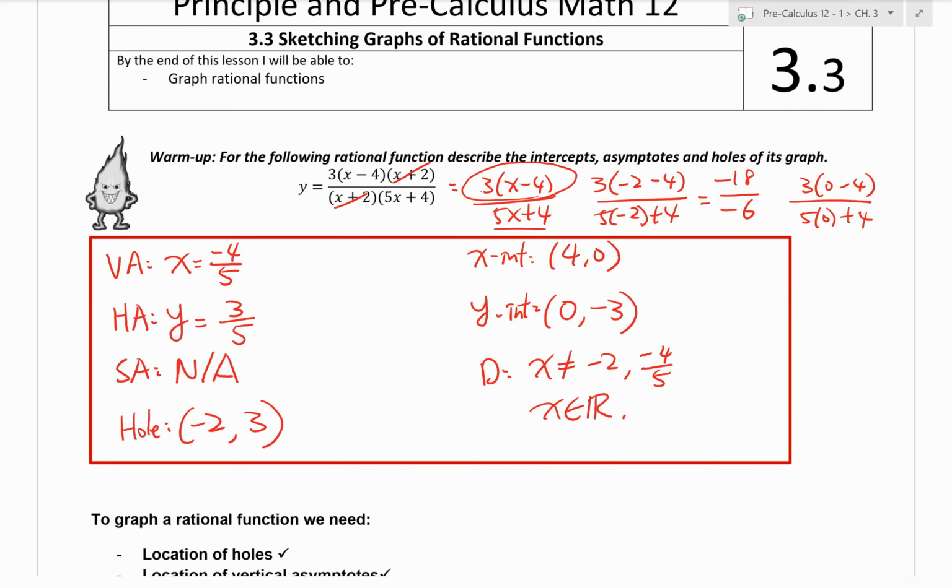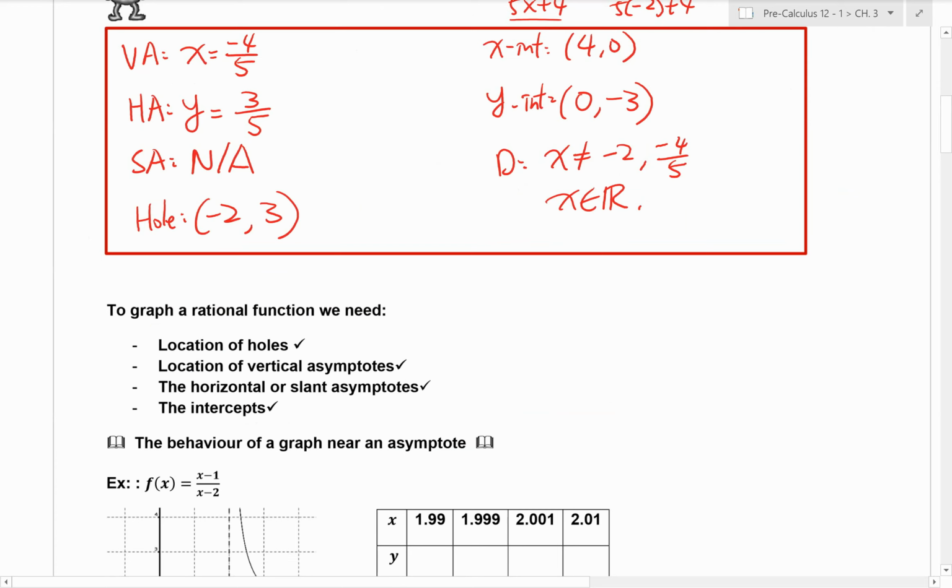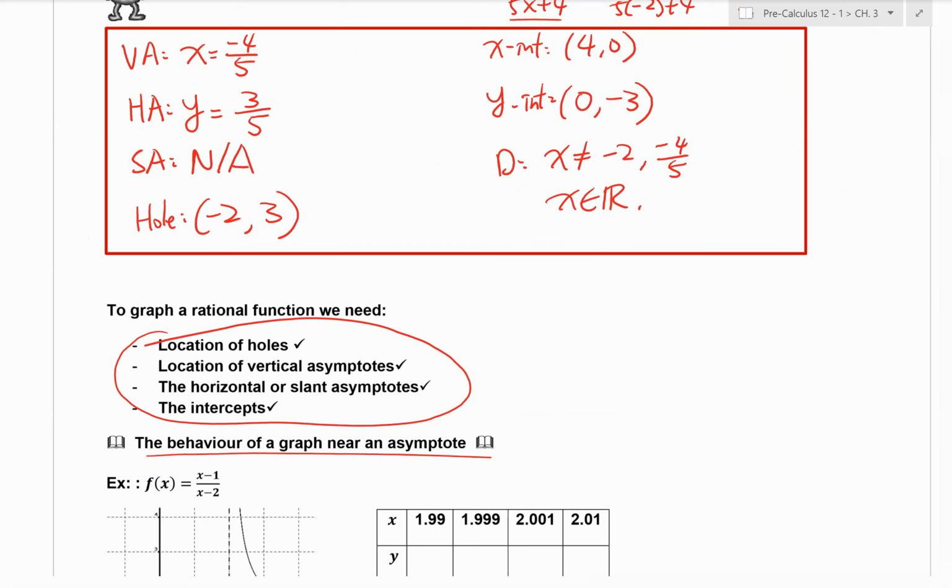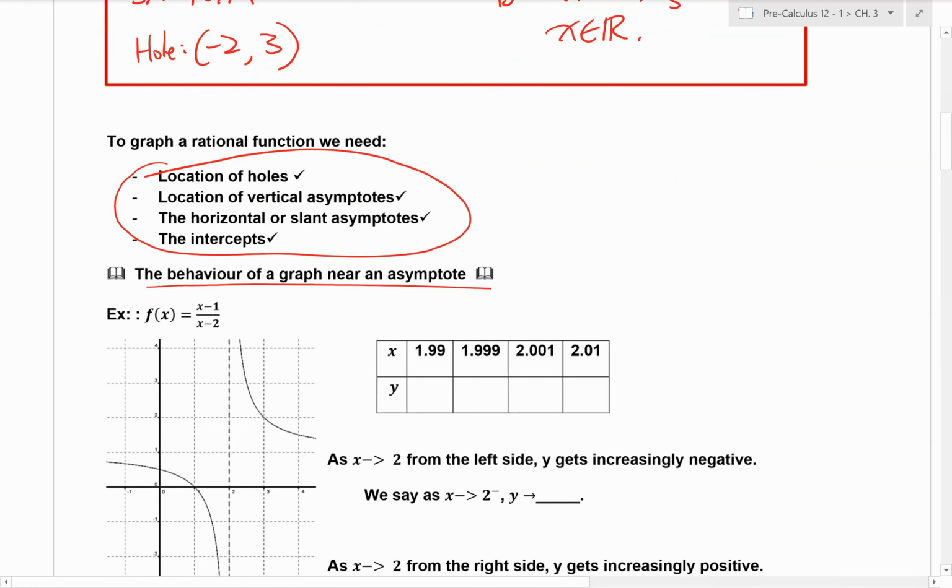Okay, so this is what we did last time. We gathered all the information, and today, to graph a rational function, we need everything that we just did, plus the behavior of the graph near an asymptote. I think I briefly told you what happens when the graph gets closer and closer to the asymptote: the graph goes towards the asymptote as x approaches the asymptote. I'm going to show you with table values today, okay?